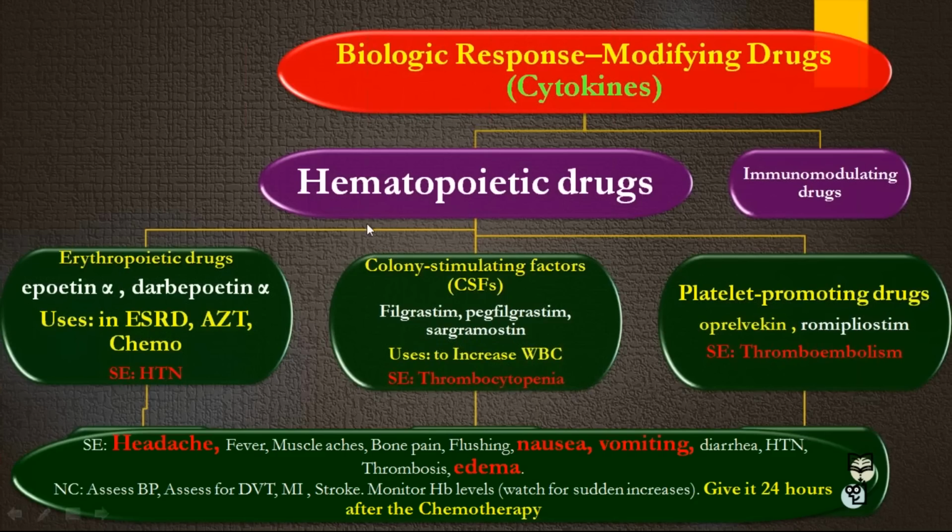The first group is hematopoietic, and we have the red blood cells, the white cells, and the platelets. The drugs that produce red blood cells are called erythropoietic drugs, which use erythropoietin. Erythropoietin is going to stimulate just the red blood cells. And this is under hematopoiesis. Hematopoiesis includes the three lines, but erythropoiesis is only the red blood cells.